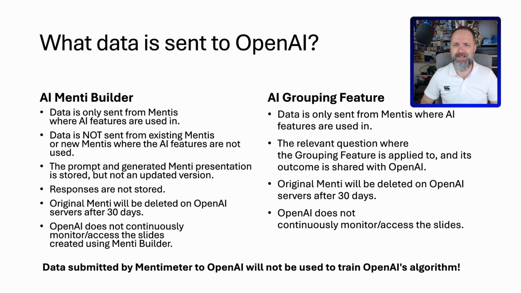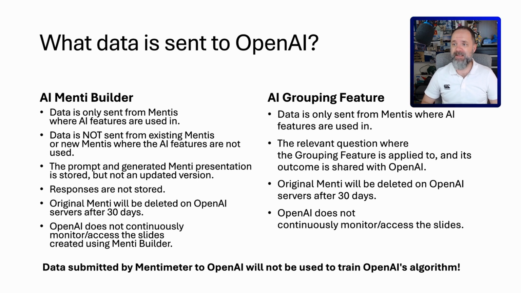Only what I just said is being sent to OpenAI, and that is not being used to train the large language model, and this is not being retained indefinitely. When we're talking about the AI grouping feature, then there are similarities here. What kind of data is sent to OpenAI? The data is only sent from Mentis where the AI features are used in, so that's the same.